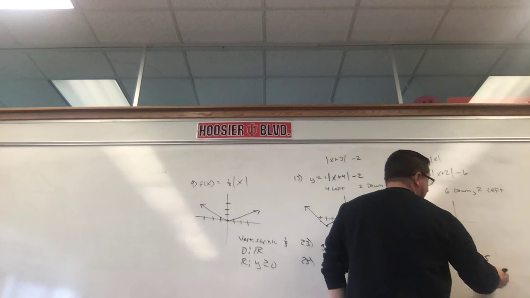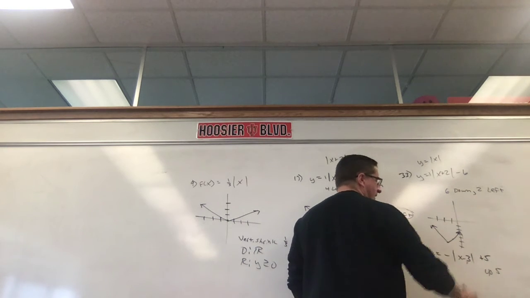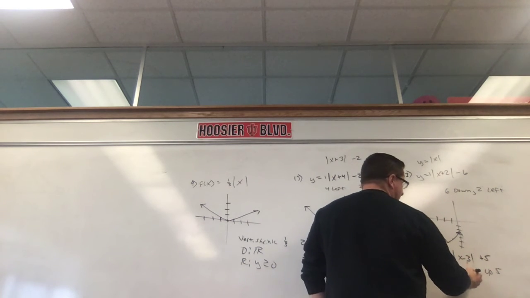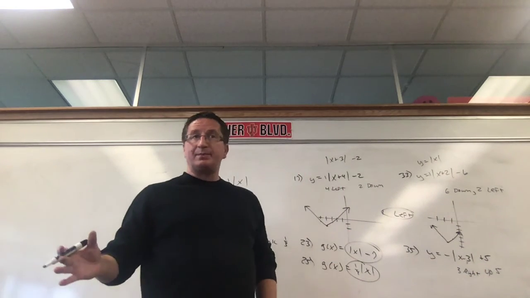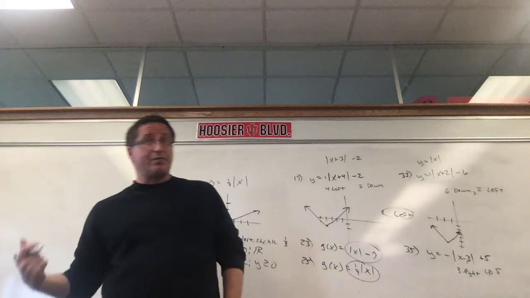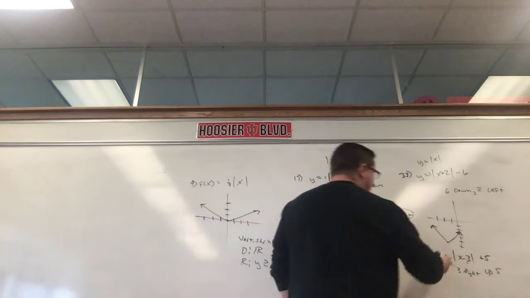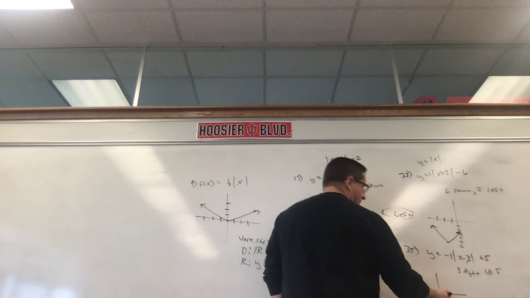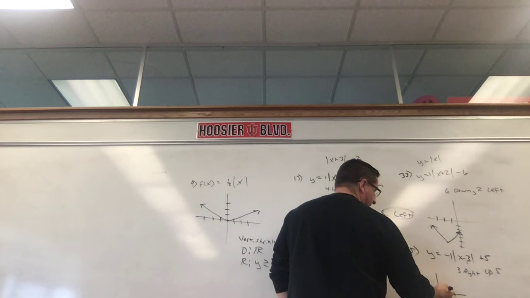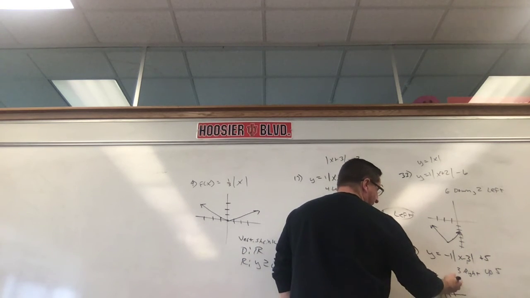This plus 5 moves it up 5, translates it up 5. The minus 3 moves it 3 to the right. Remember, with the x, it moves it back and forth, the opposite of what you would think. Minus 3, you would think left 3. It's actually right 3. Now, what does this negative do? There's a negative 1 right here. We'll deal with that in a second. So we go 3 right and up 5. 3 right, up 5, put a dot.